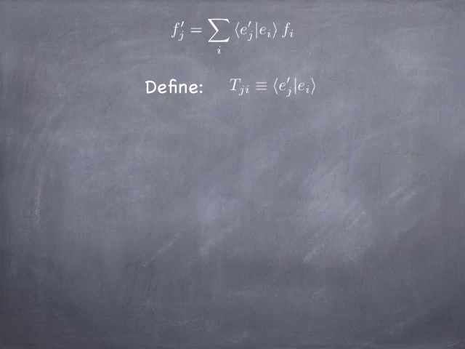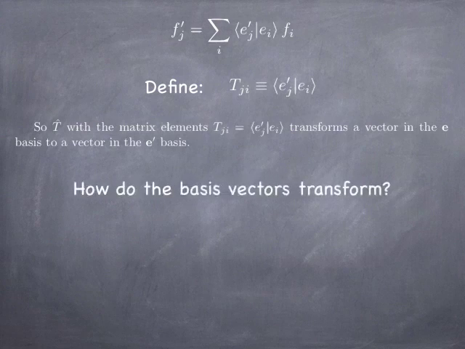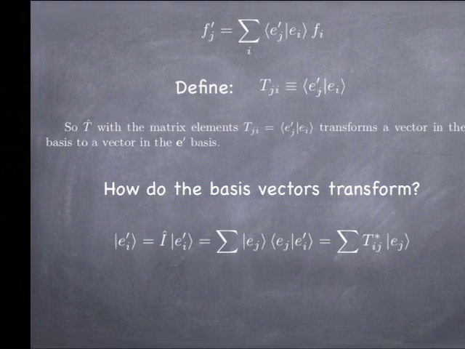If we define e_j' with e_i as the matrix elements of a transformation called T, we can write the change of basis as just a kind of transformation. It transforms vectors in the unprimed basis to vectors in the primed basis. So if we want to figure out how the basis vectors themselves transform, we can play the same trick, and we can see that the transformation that transforms the basis vectors is the transpose conjugate of T. And we're going to learn later that when you take the transpose conjugate of a matrix, what you get is called the adjoint. It's the adjoint of the matrix.